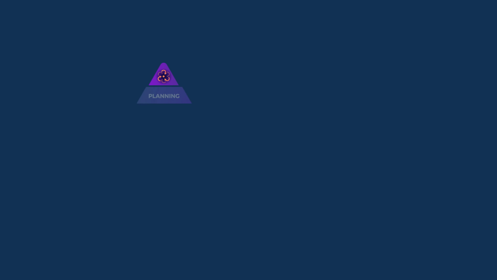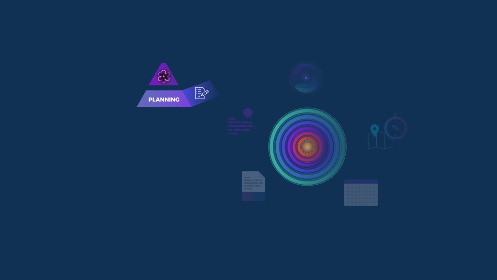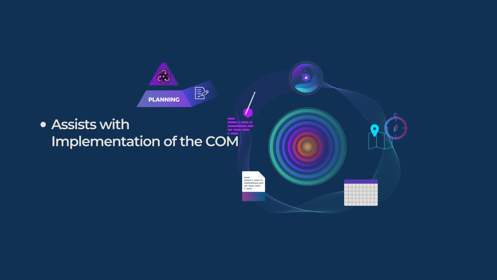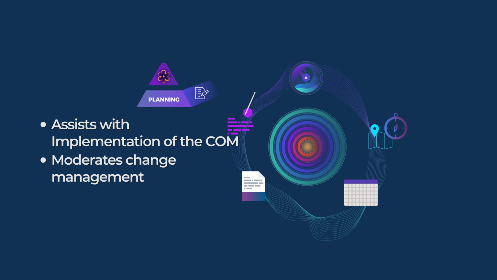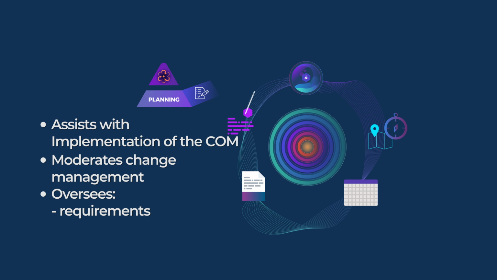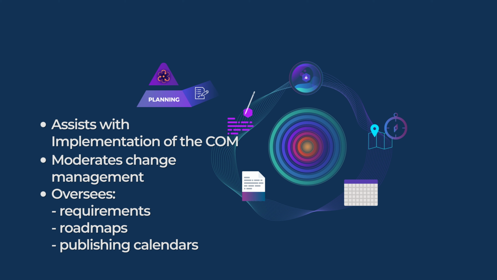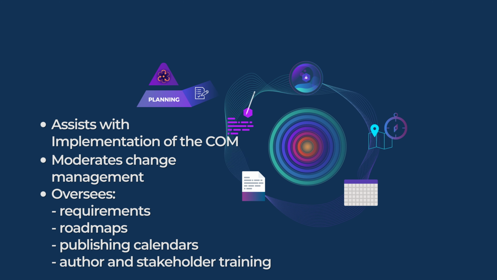Content operations helps with planning, implementing the content orchestration model, moderating change management, and overseeing requirements, roadmap, publishing calendars, and author and stakeholder training. All of that helps content to come alive.